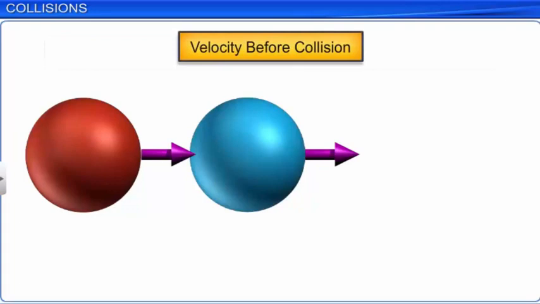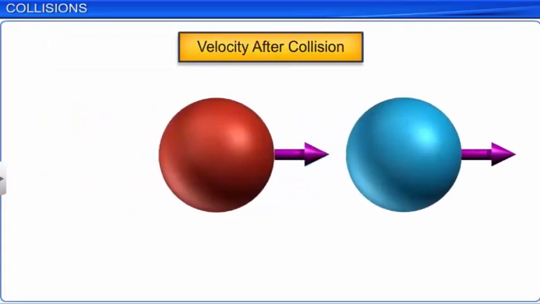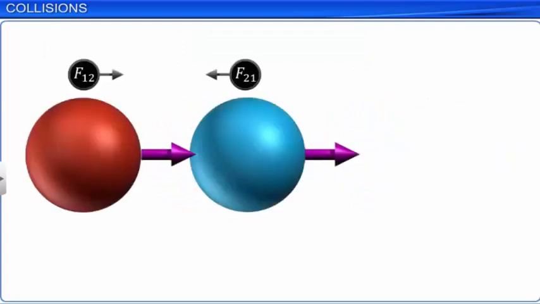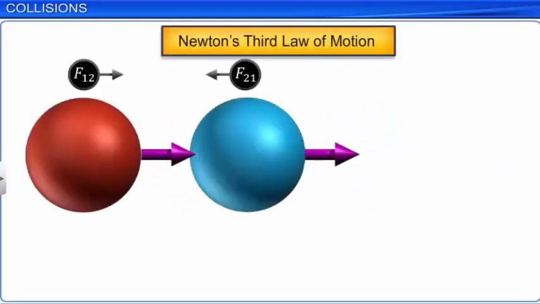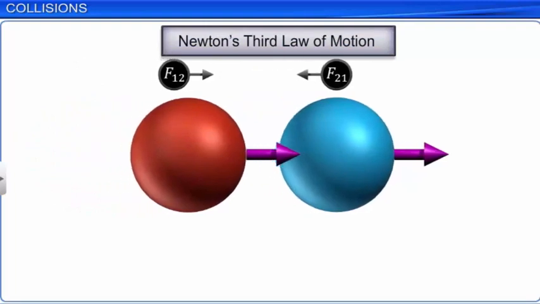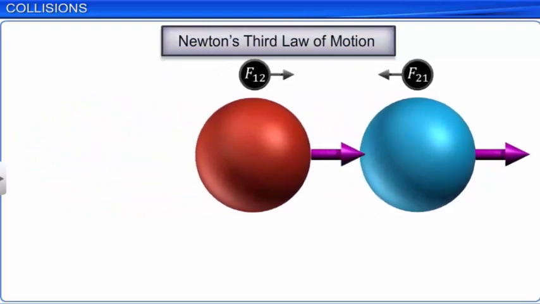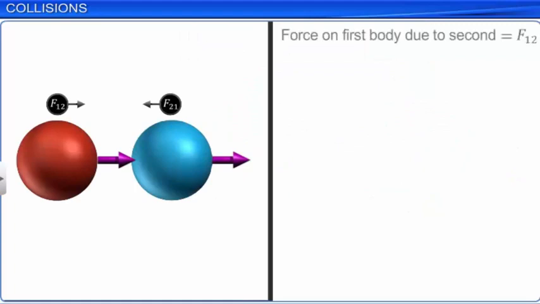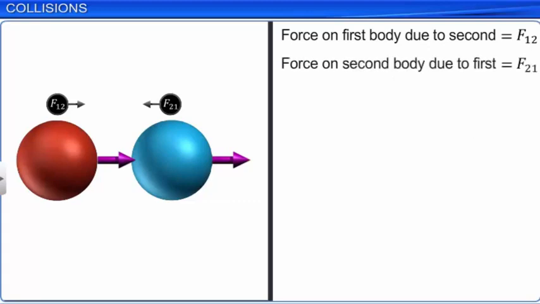If we consider one-dimensional collision between two bodies, then from Newton's third law of motion, they experience equal and opposite forces, F12 and F21, on each other, such that F12 is the force on the first body due to the second, and F21 is the force on the second body due to the first, and F12 must be equal to minus F21.